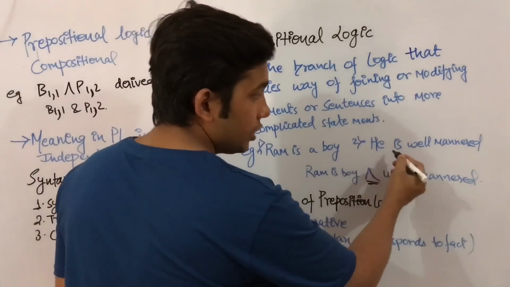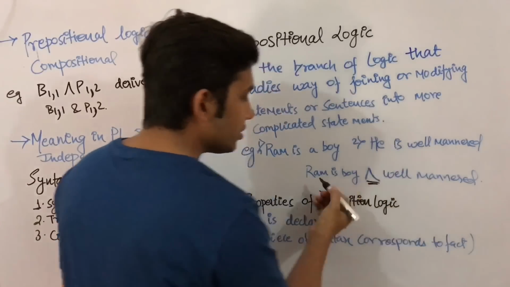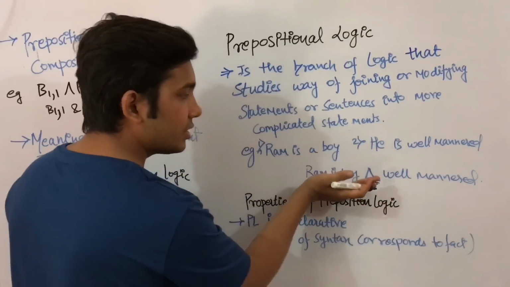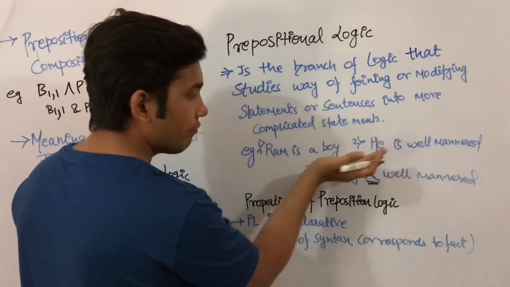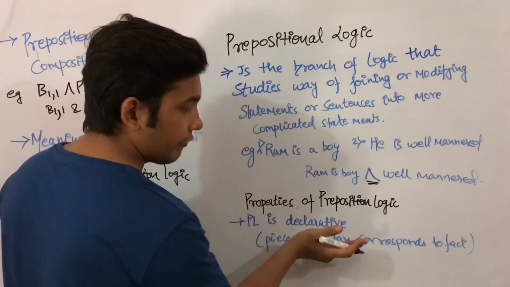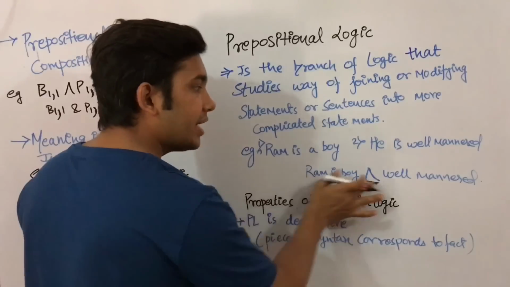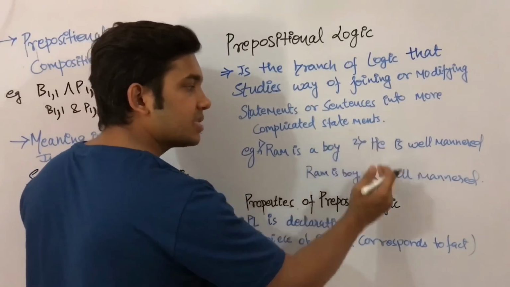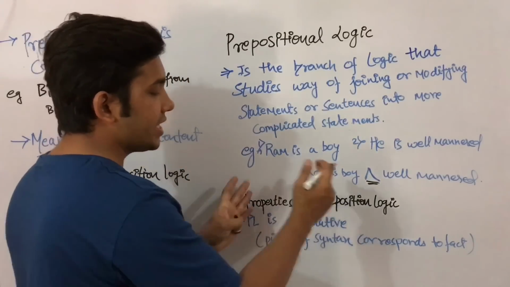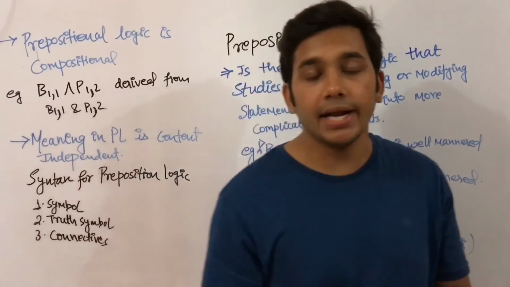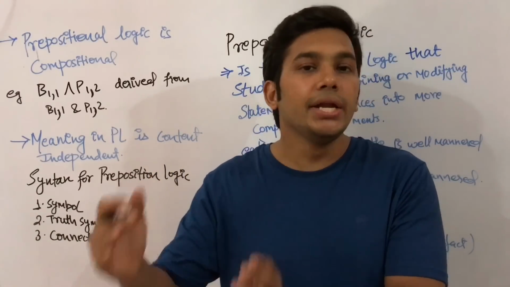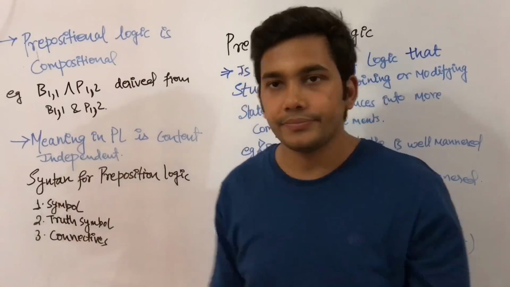But now if we join this, he is well mannered. So if we join the first statement with the second statement, this was the fact, and now what we have done, that is, PL is declarative. A piece of syntax corresponding to a fact, now it has become a fact: Ram is a boy and well mannered. So propositional logic is declarative, that is, a given fact or a given sentence can be converted into a meaningful fact.